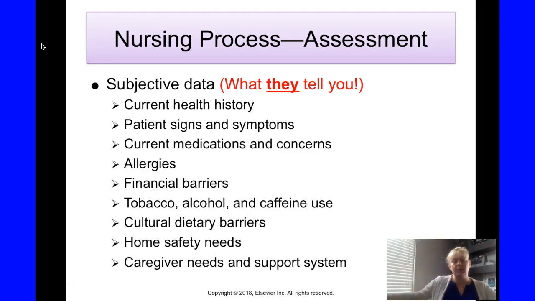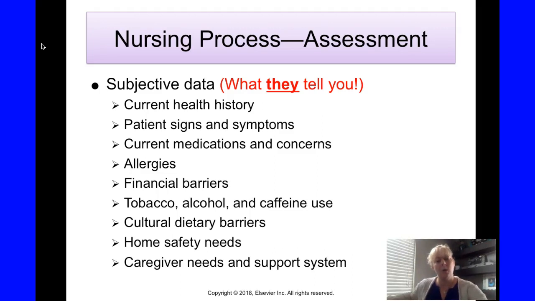There's two different things I want you to understand too, subjective data and objective data. Subjective data is what they tell you. Objective data is what you observe and what you assess, okay? So it's completely different than the subjective. A lot of people have a hard time deciphering the two in the beginning. Anything that they can tell you, that's subjective data.